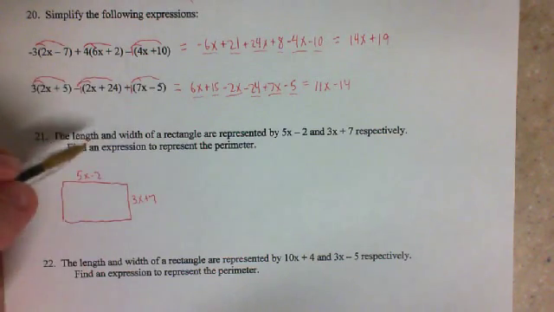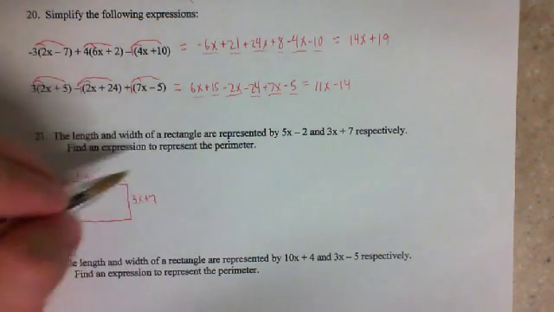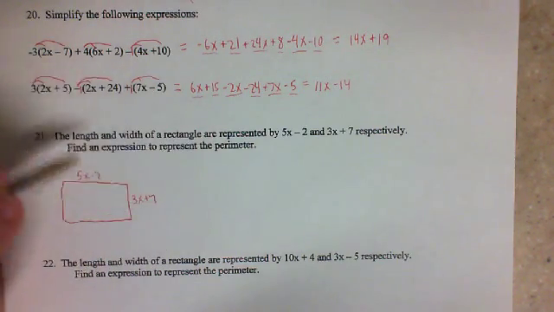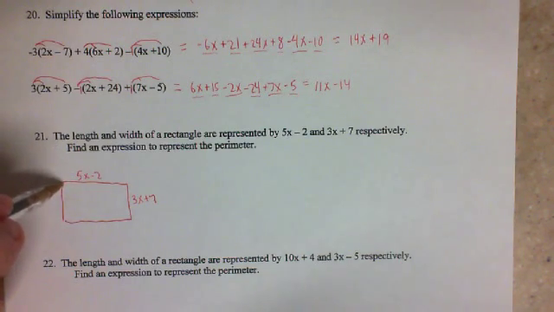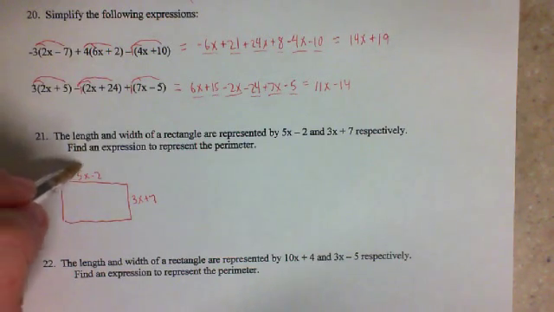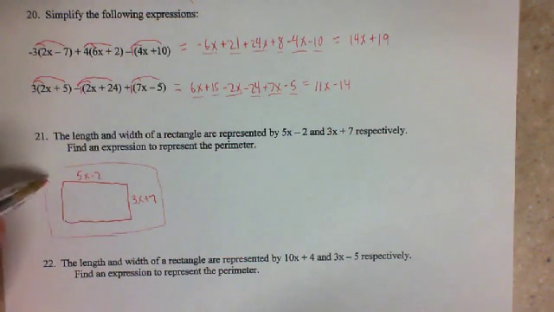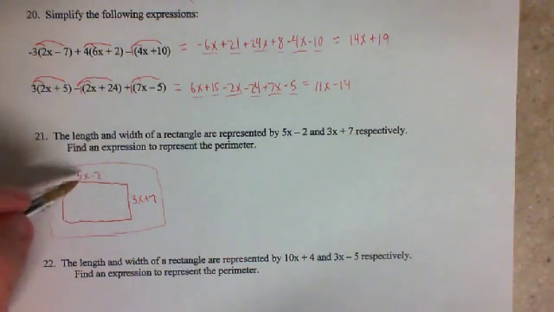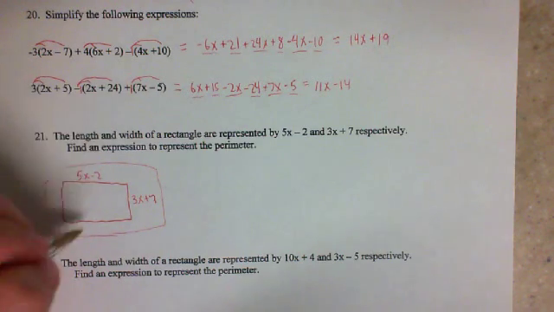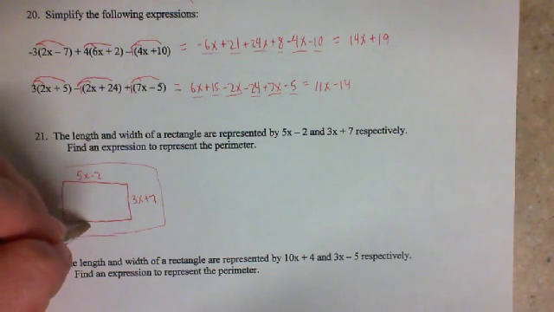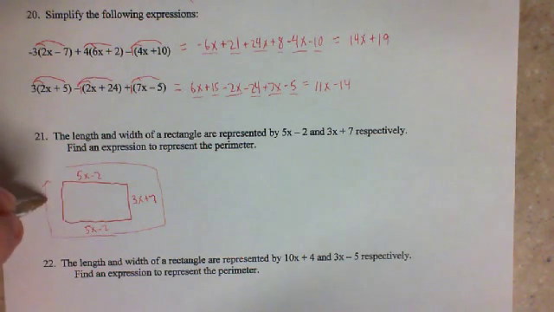Question asks to find the expression that represents the perimeter. So we got to find something to represent the perimeter. So remember guys, perimeter goes all the way around, not just halfway, all the way around, back to where you started. So if it helps, go ahead and fill in what these other two sides are. Since we know the top is 5x minus 2, the bottom is 5x minus 2. Since the right is 3x plus 7, the left is 3x plus 7. So we're going to add all the way around.